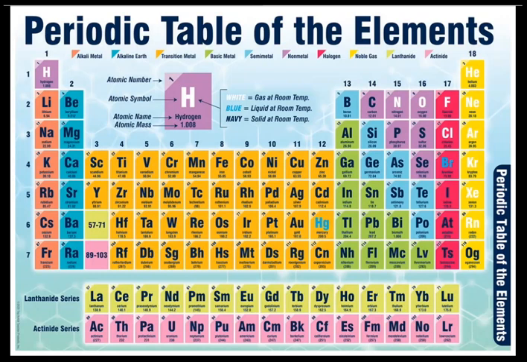And remember that Doberanus triads, Newland's law of octaves, and Mendeleev's periodic table were all formed and designed based on their atomic masses. All right. On the basis of their increasing atomic mass, they were trying to form the periodic table.